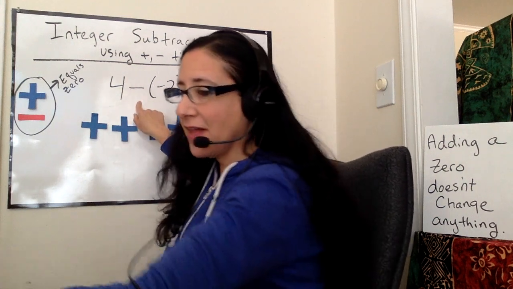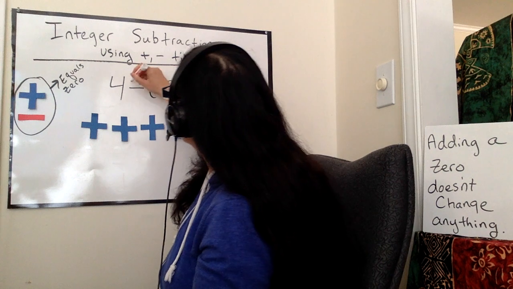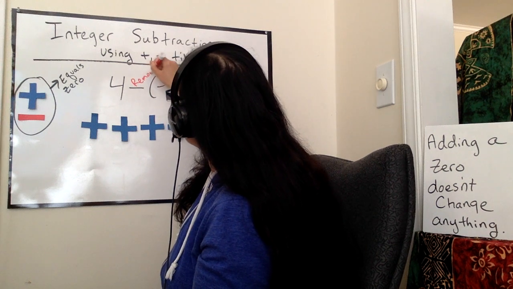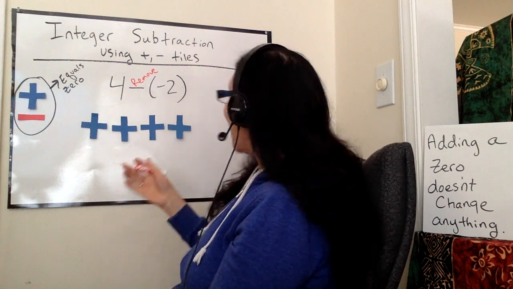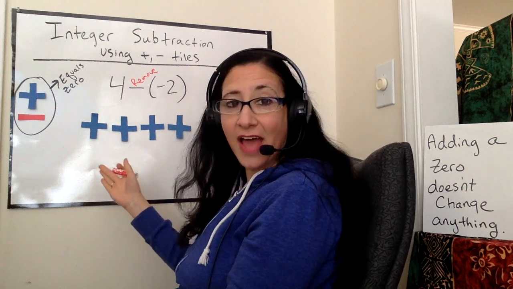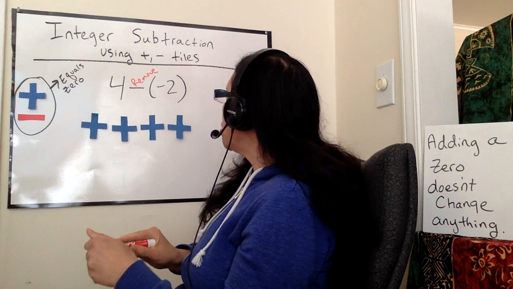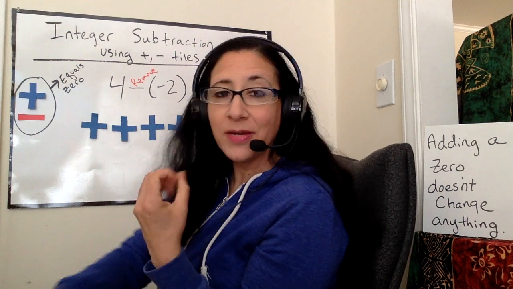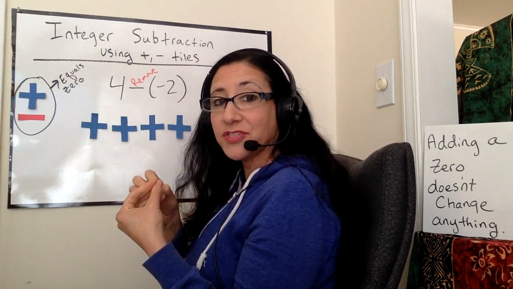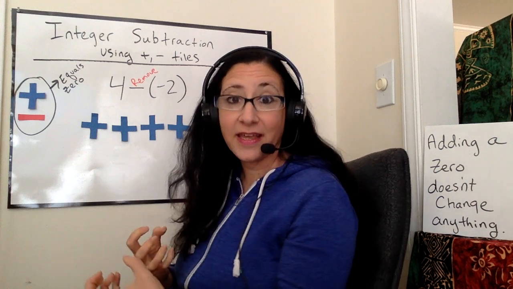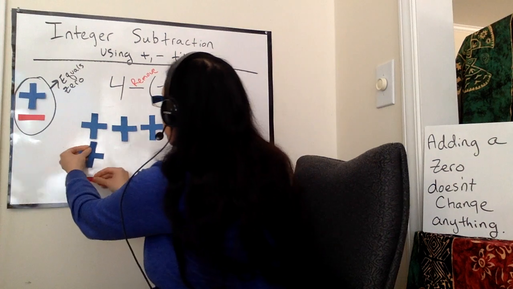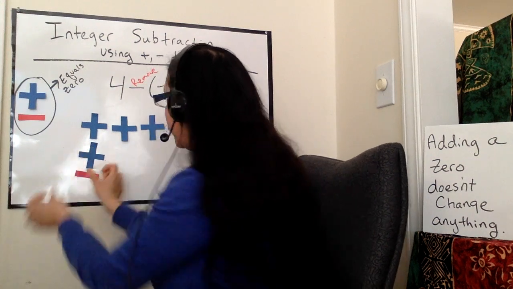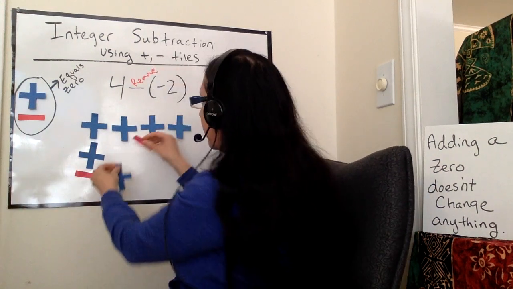Now, what this is telling me to do is to remove negative 2 tiles from the set. However, I don't have 2 negative tiles. All I have is positives. So what I want to do is put in 0 pairs so that I can actually remove 2 negatives. So I can put in a 0 pair together. I can do this, okay?